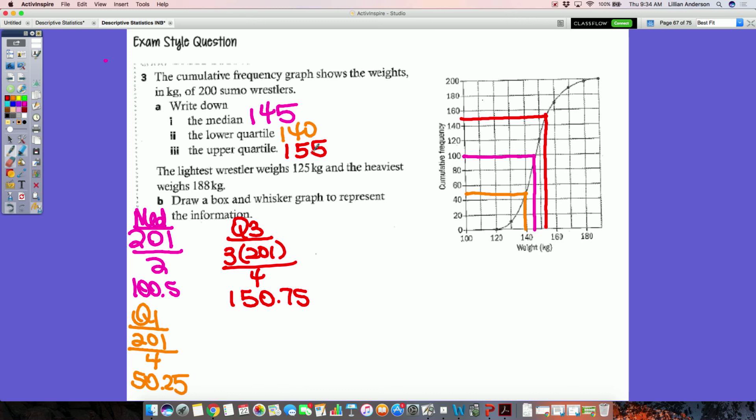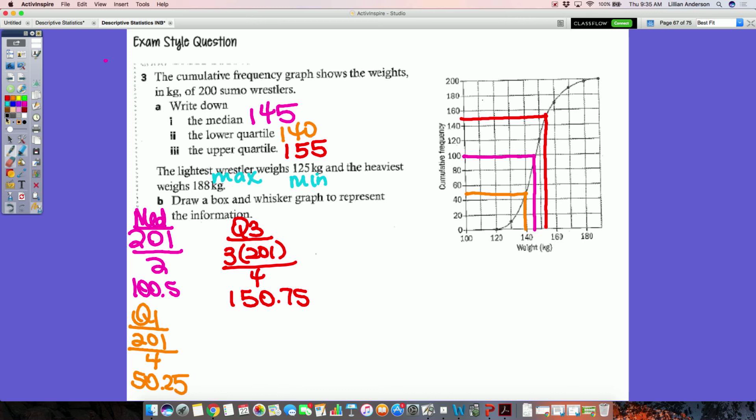Good stuff. So now that we have all this information, it tells us the lightest wrestler is 125, the min, and the heaviest weighs 188, the max. Even if the median is wrong, or the lower quartile's wrong, or the upper quartile's wrong, your box and whisker that you draw for this needs to be based off of your information. Does everybody understand that?